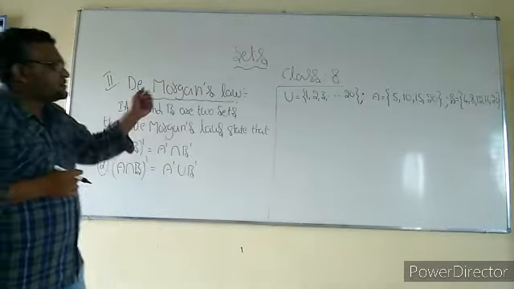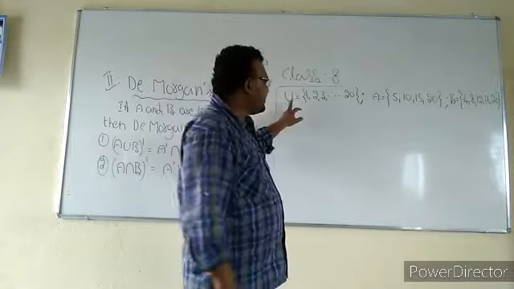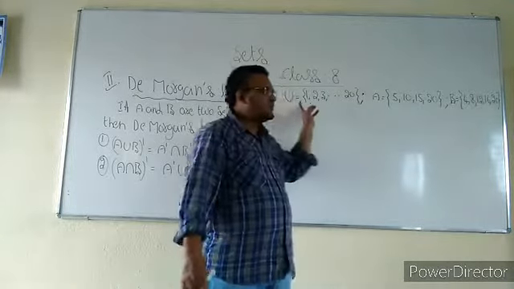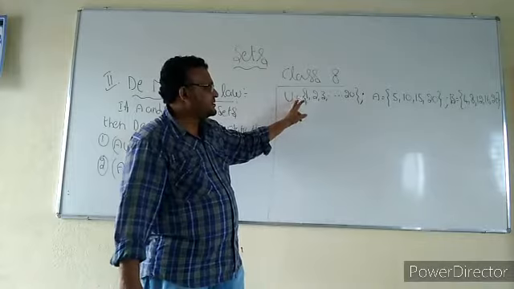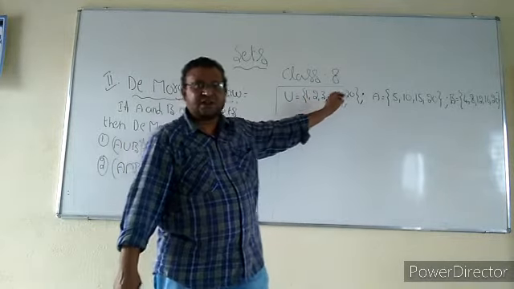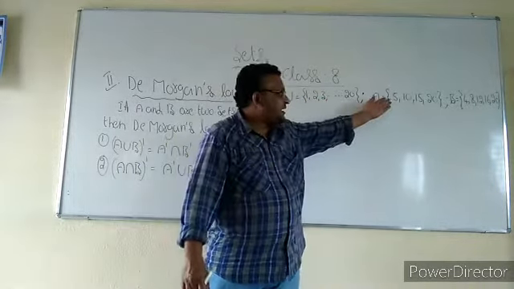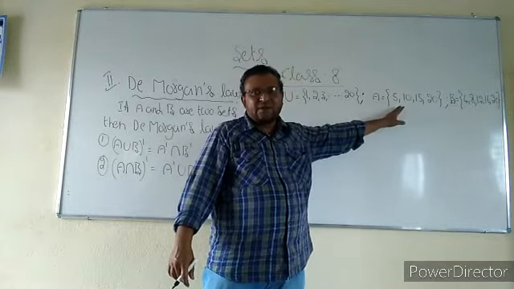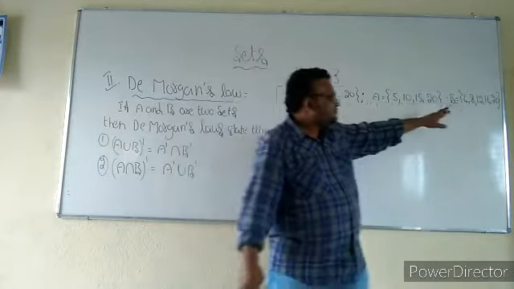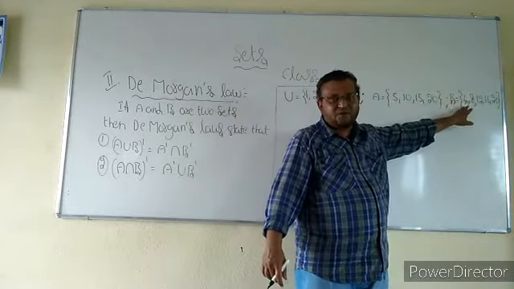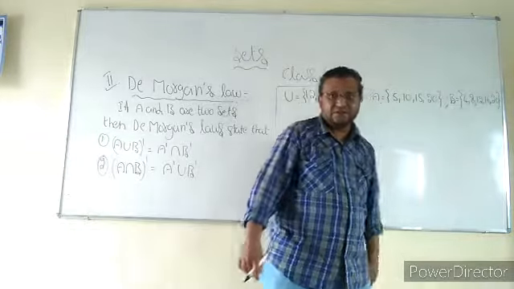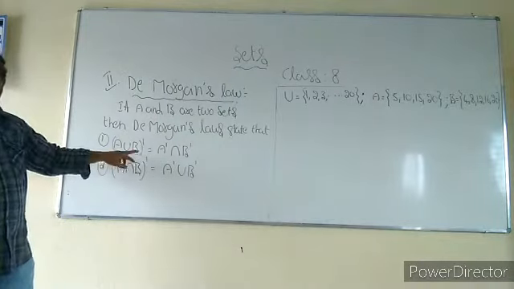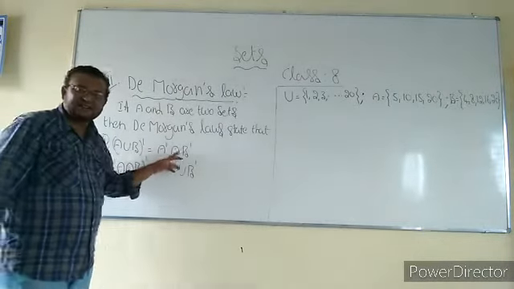In the first example, I have taken set U, set A and set B. U means universal set. I have taken the elements of the universal set as 1, 2, 3 and so on up to 20, and set A as 5, 10, 15, 20, that means the first 4 multiples of 5. Then set B as the first 5 multiples of 4: 4, 8, 12, 16, 20. Now we will check the first law. What is the first law? (A union B)' is equal to A' intersection B'.